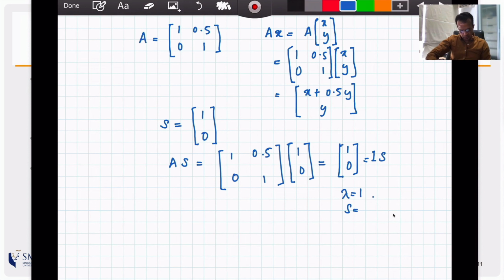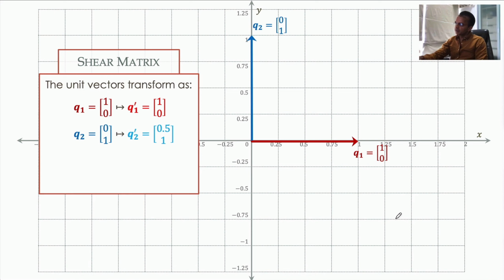But unfortunately, in this case, we could find only one eigenvector. For a 2 by 2 matrix, we would like to see 2 eigenvectors, but here there is only one, which is important.